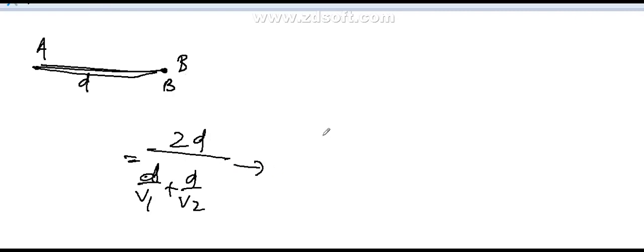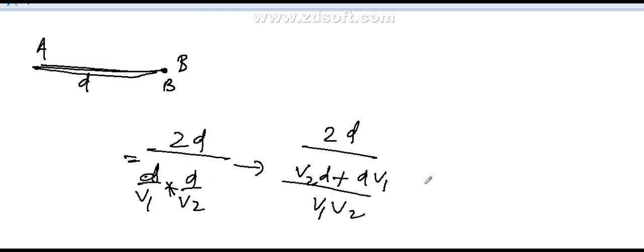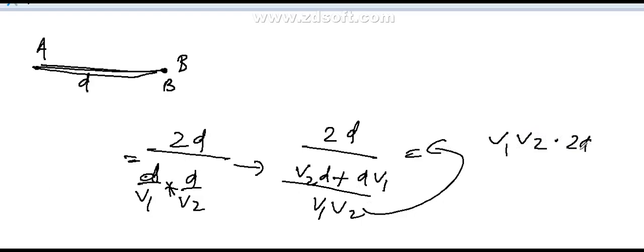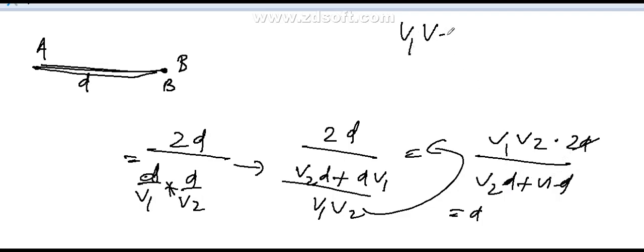So what will happen now? Take the LCM: (V2D + V1D) divided by V1V2. Correct, Pritam? So this will go up: V1V2 into 2D divided by V2D plus V1D. Take D common from down and up, both get cancelled. So what are you left with? V1V2 by V1 plus V2. Okay?